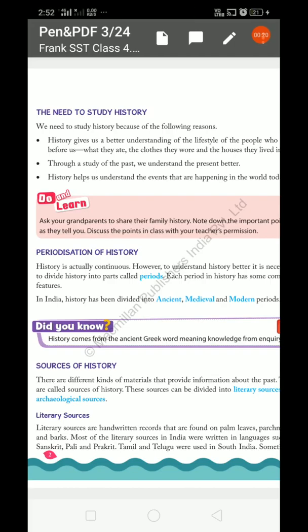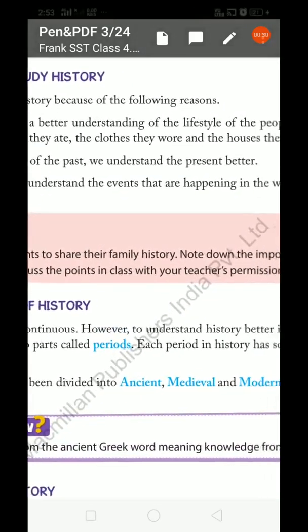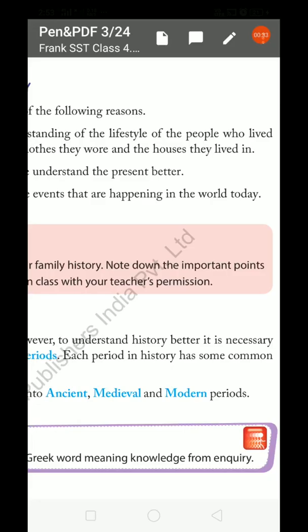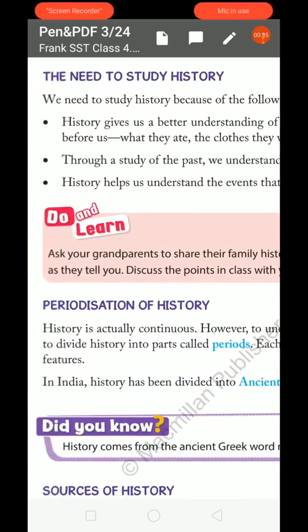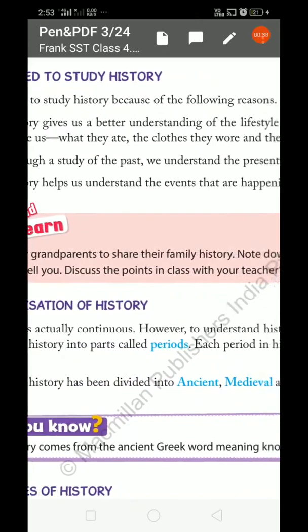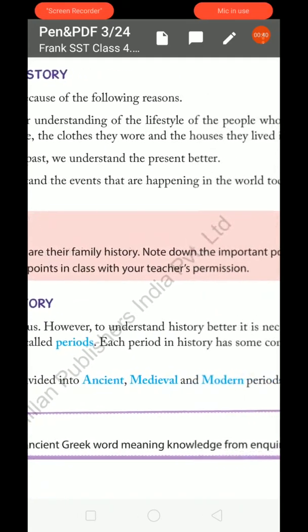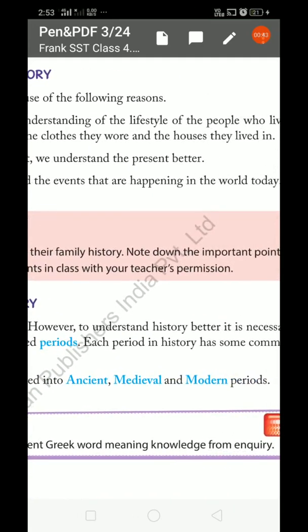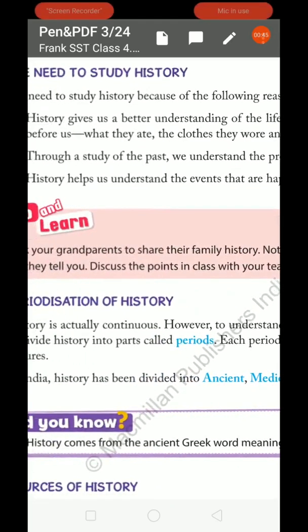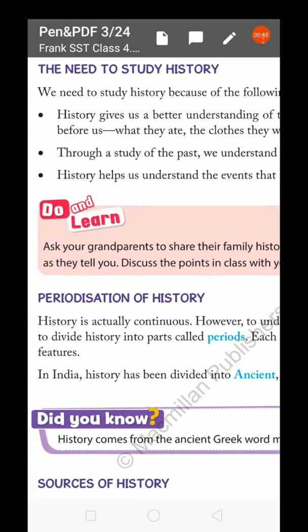We need to study history because of the following reasons. First, history gives us better understanding of the lifestyle of the people who lived before us, what they ate, the clothes they wore, and the houses they lived in. With the help of history, we get the knowledge of what earlier people ate, their food habits, what they wore.